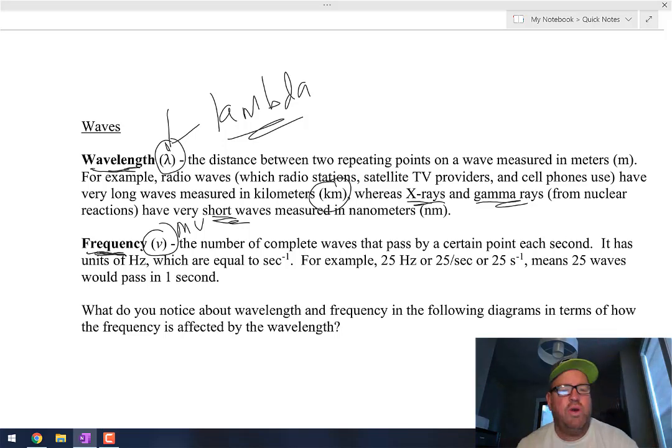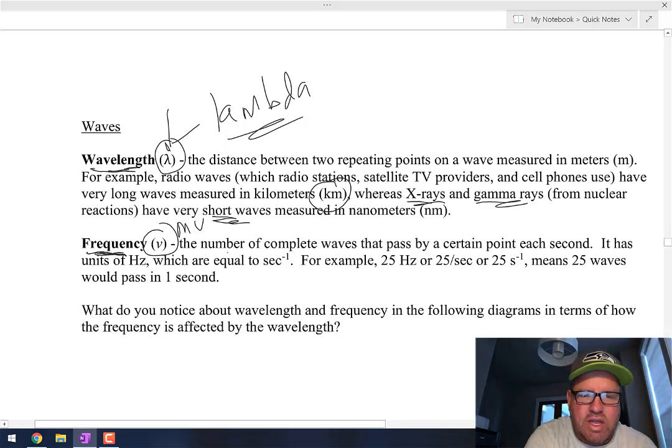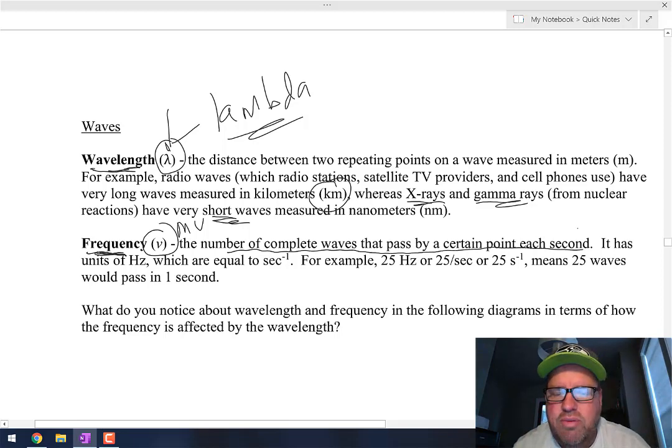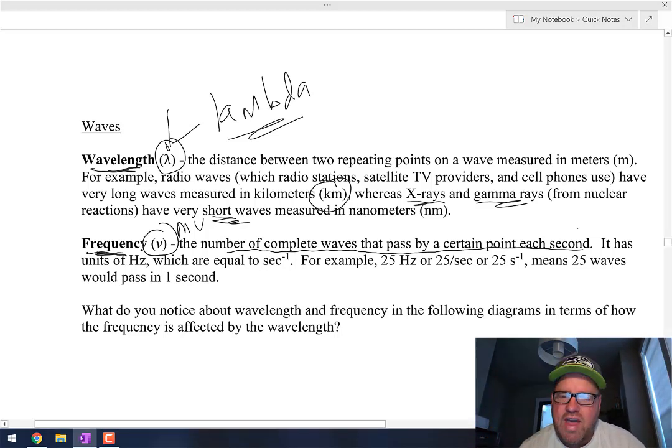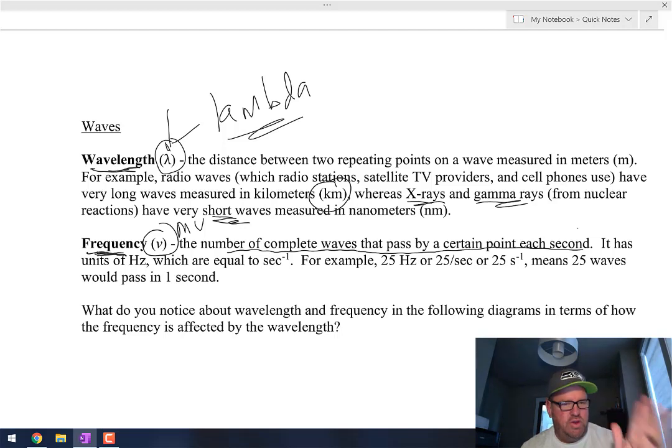Frequency is, if you were counting the waves, the number of complete waves that would pass by a certain point each second. Now, obviously they're traveling. Remember, these things are traveling at the speed of light. There's no way you could count them because they move so fast. So it's the number of waves that would pass by a point every second.